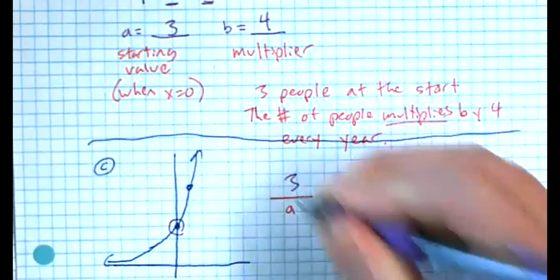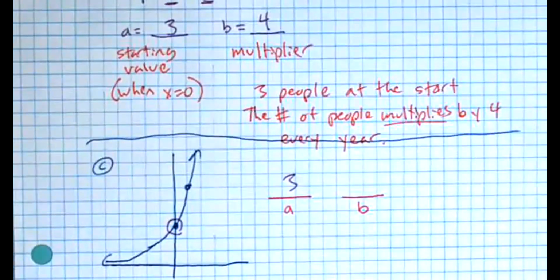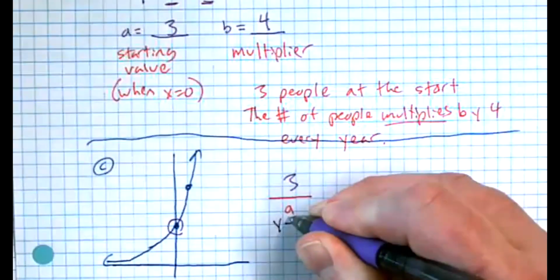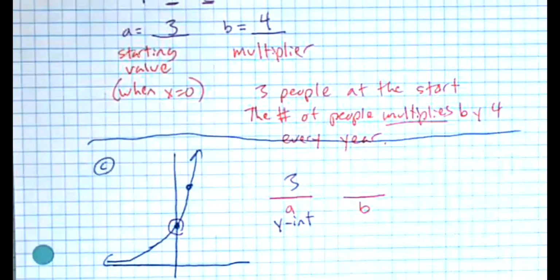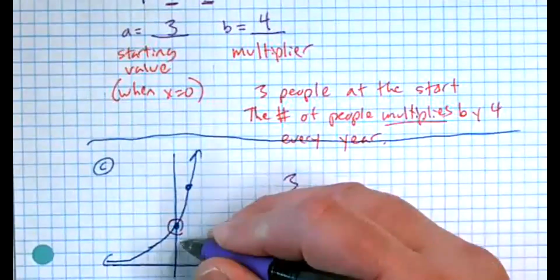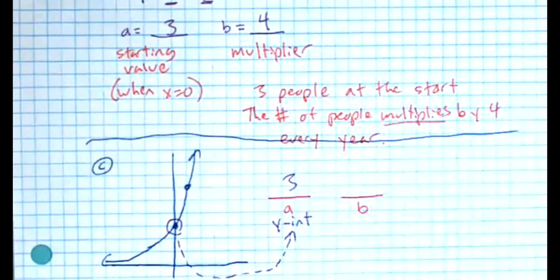A is going to be 3 for this graph. And I'm going to make a note underneath it that it is the y-intercept. And I like having arrows, so I'm going to also draw a little arrow here.